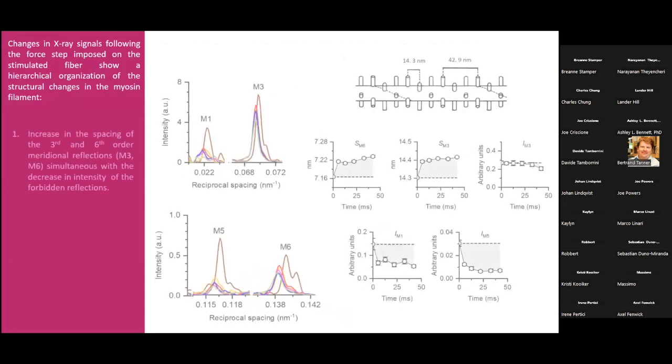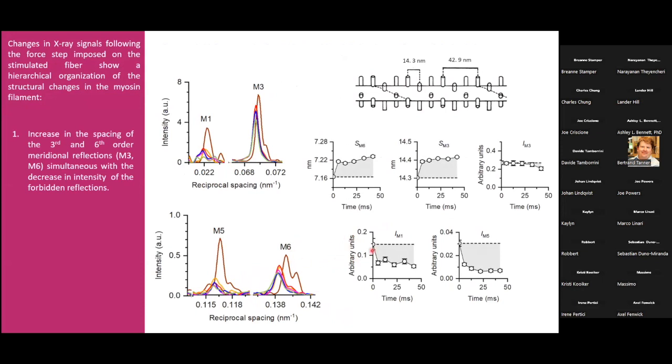In fact, the earliest change is the increase in the spacing of the third and the 6th meridional reflection, simultaneous with the decrease of the intensity of the forbidden reflection. All this change occurs without any significant change in the intensity of the M3 reflection.